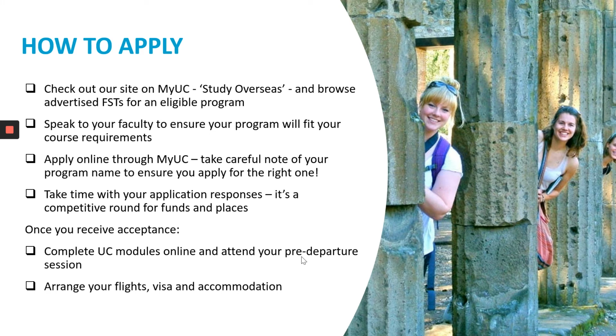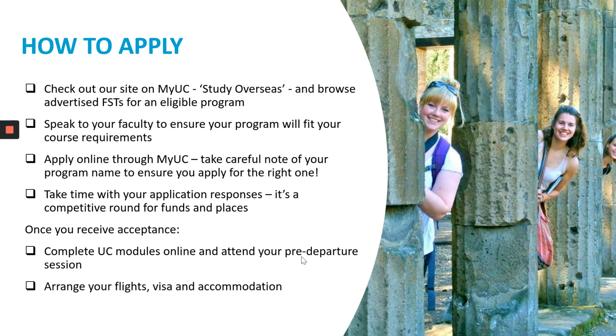So how do you apply for faculty study tours? You can check out our site on My UC, Study Overseas, and browse advertised FSTs for an eligible program. Then you should speak to your faculty to ensure your program will fit in your course requirements. After this, you can apply online through My UC and take careful note of your program name to ensure you apply for the right one.